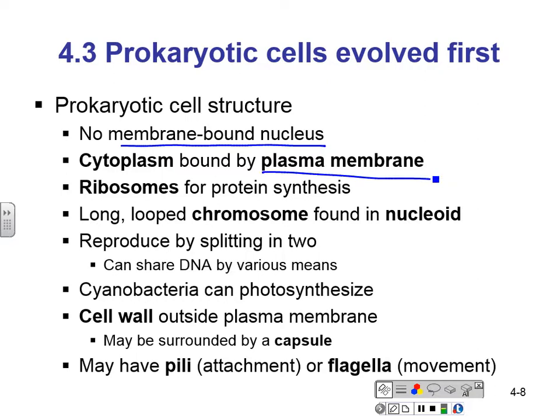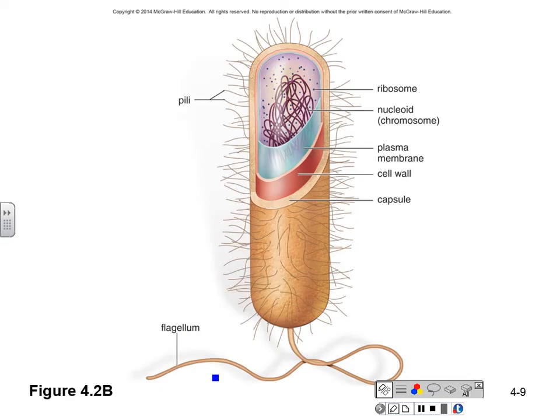There is a plasma membrane. There are ribosomes which make proteins. They have DNA. They might have a cell wall, and they're going to have attachments. These are like hairs, pili, and flagella. So here's a picture of kind of your typical prokaryotic cell.